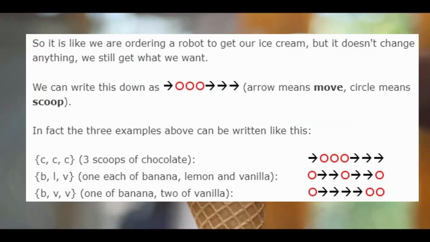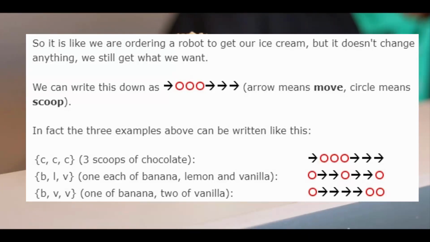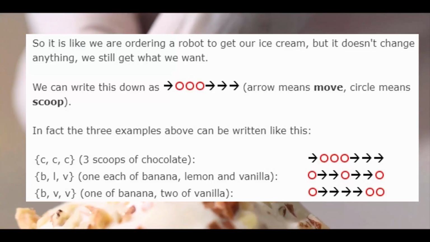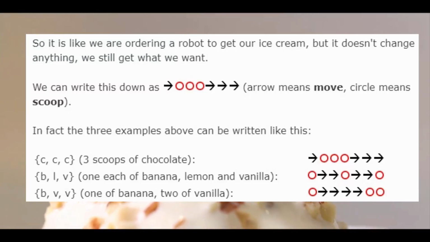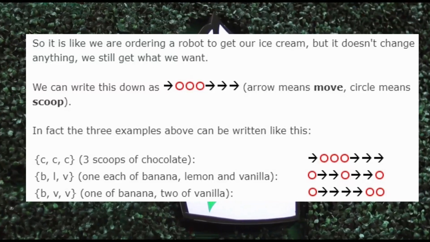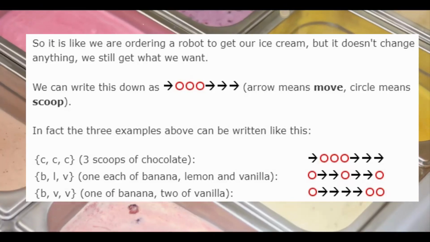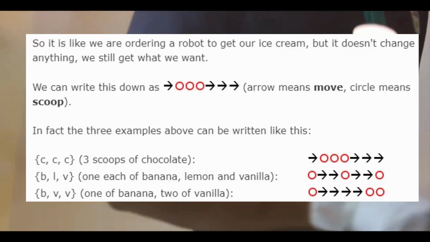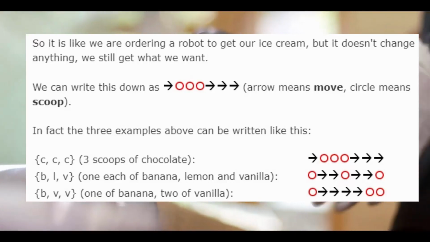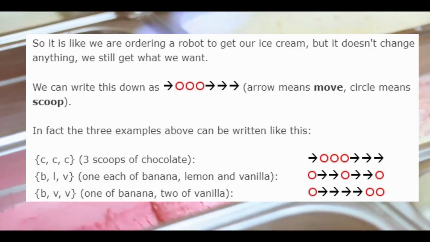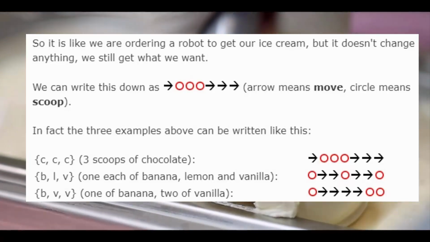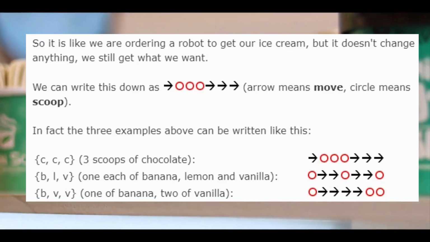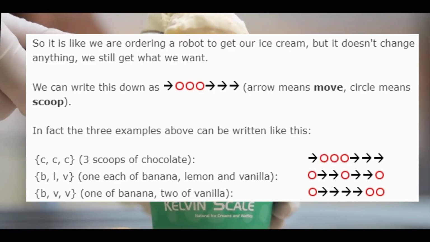So what we can do is write this down as the following, or we can put down our different choices with the arrow, where the arrow means move and the circle means scoop. So we can have an algorithm that moves down the scoops of ice cream and gives us all the possible ways that this can happen. So in the 3 examples I had above, remember the examples? I had 3 scoops of chocolate. I had one each of banana.